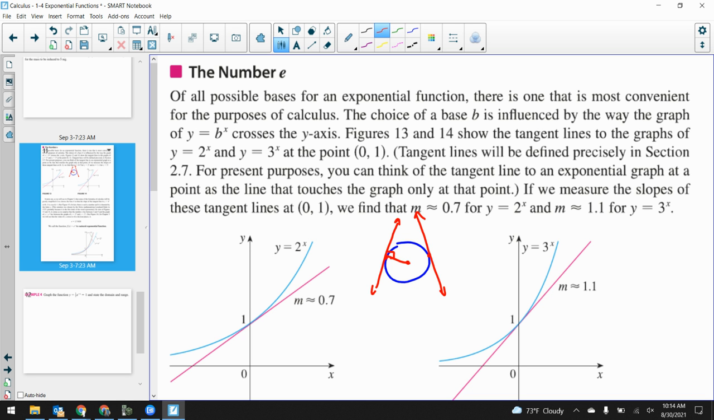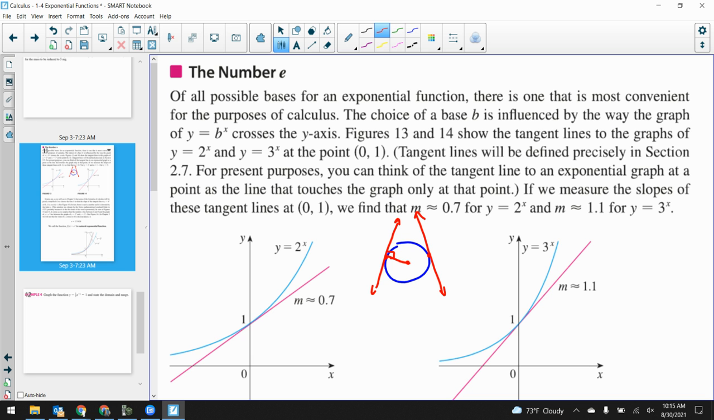So for our purposes, all we need to know is that the tangent line is going to lie directly next to a curve. Take a look at these two diagrams. This one is 2 to the x, this one is 3 to the x. And what we're going to examine here is the slope of the tangent line. Notice that this is just an estimate of the slope, and we'll talk about how we figure that out. Actually, about two-thirds of calculus is how do we figure out the slope of the tangent line at any given point. The slope of the tangent line here at (0, 1) for 2 to the x is roughly 0.7. The slope of the tangent line for 3 to the x is 1.1.